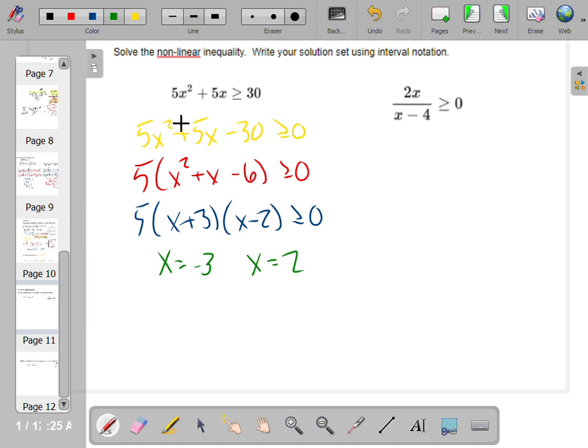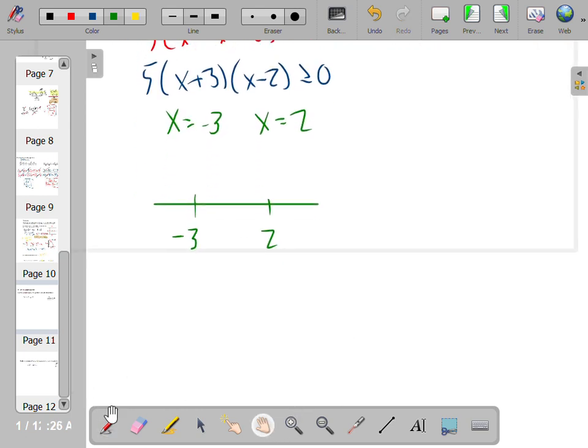I know that if I plug negative 3 in or positive 2 in, I will get 0 at the top. That's great, but I want to know when this thing is greater than or equal to 0. So I'm going to put those on my number line in order. If I plugged in negative 3, negative 3 plus 3 would be 0, and 0 times whatever is 0. Is 0 greater than or equal to 0? Yes, so that should be a closed circle. Same thing with 2. If you plug in 2, you get 0 and it works.